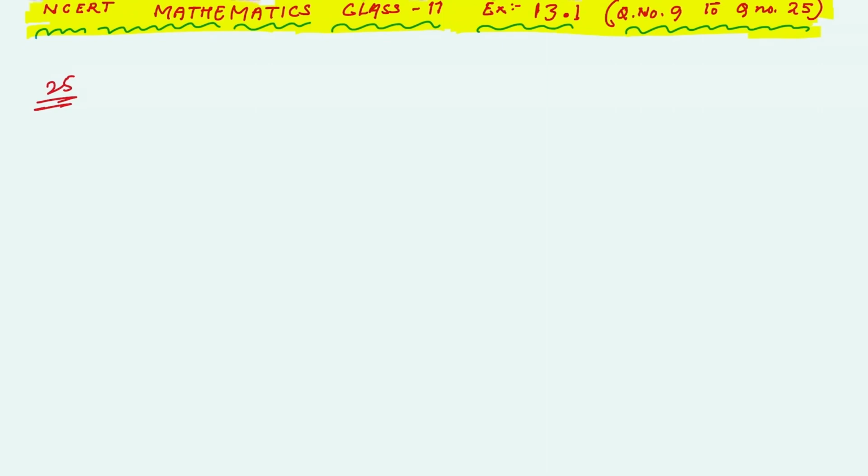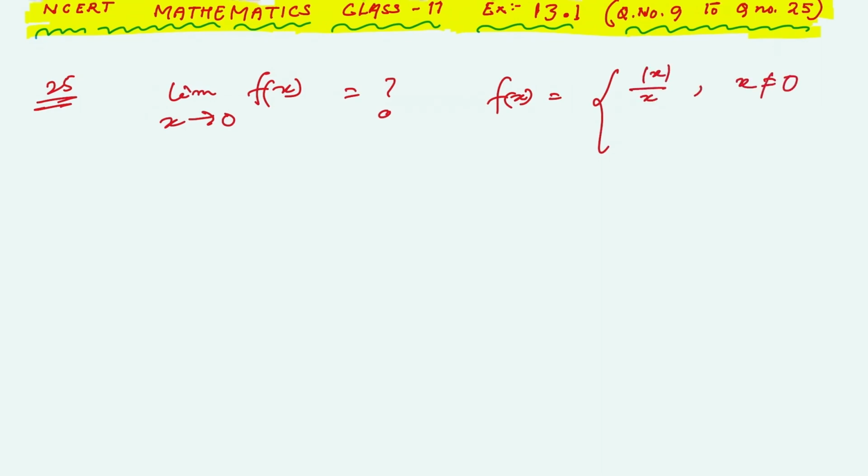So here you see we need to evaluate the limit of f of x for x tends to 0. Okay, we need to evaluate this. So here f of x is given, f of x is equal to mod of x by x when x is not equal to 0, and it is 0 when x is equal to 0. So we need to calculate this from both sides, the left hand limit and the right hand limit. So let's do it.